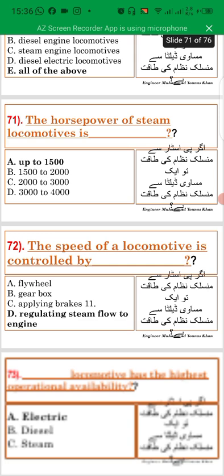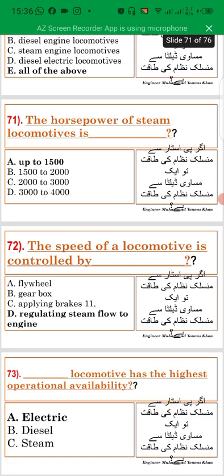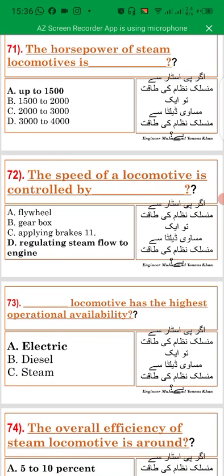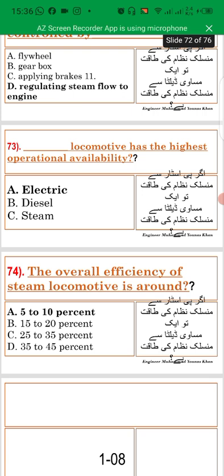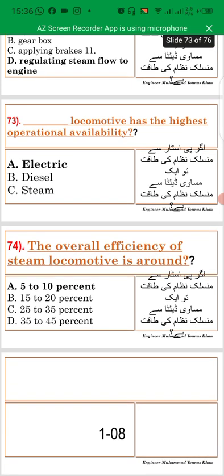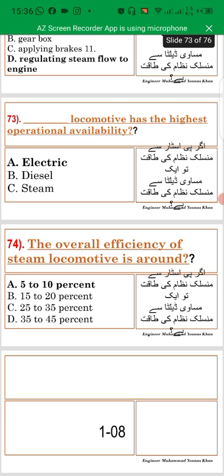The horsepower of steam locomotives is up to 1500. The speed of a locomotive is controlled by regulating steam flow to engine. Electric locomotive has the highest operational availability. The overall efficiency of a steam locomotive is around 5 to 10%.